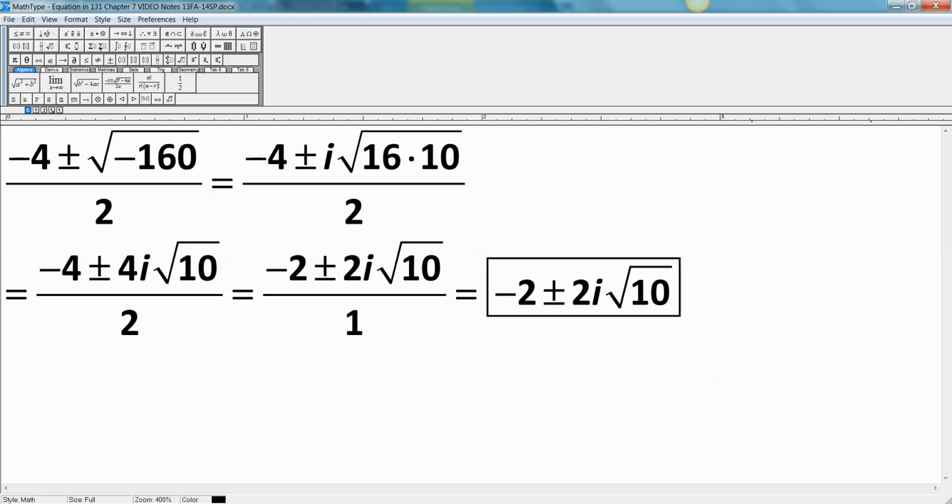We often put the square root in back just because you don't want the 2I to look like it's under the square root. So we put the number in front, then the letter I if we need to, and then the square root part is what's left.